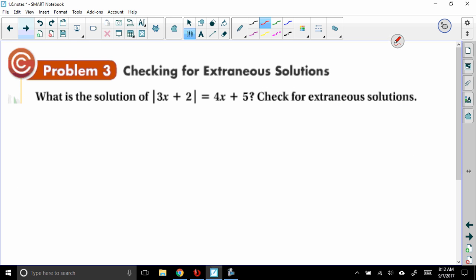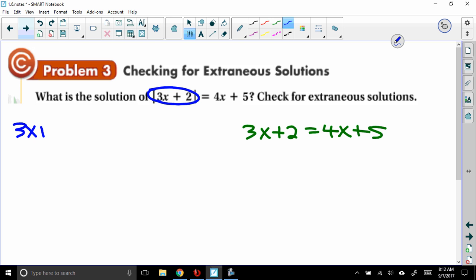Problem 3, here we go. We're going to have to set up 2 equations. Now, remember we set up one equation where 3x plus 2 equals 4x plus 5. So we set up one equation identical where we just dropped the bars. Here's where things get a little unusual. When we set up this second equation here, we still keep this the same, 3x plus 2. Now that's going to equal what? There's a couple different ways to go about this. What's that going to equal?